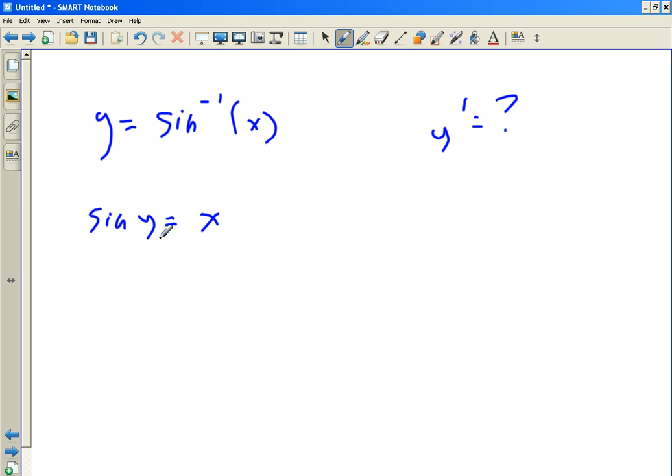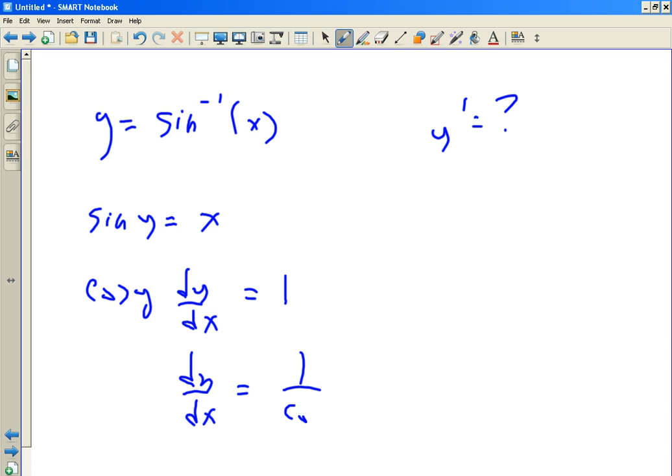So what's the derivative of sine of u, or sine of y? Cosine y times dy dx, times the derivative of the inside. This is not just x. This is some function in x. You've got to do the chain rule. Equals, derivative of x is 1. So how do I get dy dx alone? So dy dx is 1 over cosine y.